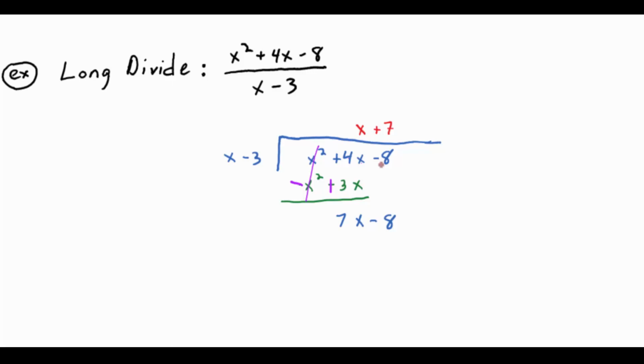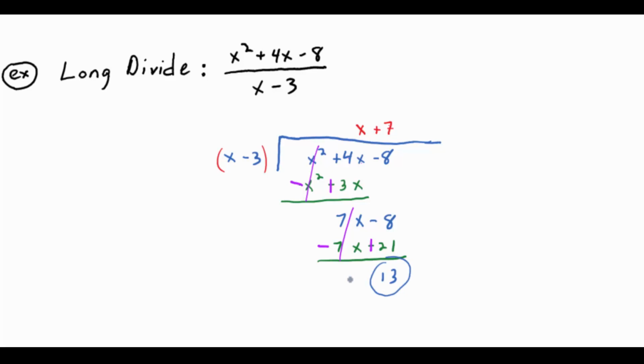And then, again, you started the process all over, so you're going to distribute the 7 to the quantity x minus 3. So what do you get when you distribute 7 to the quantity x minus 3? 7x minus 21. And then what do you have to remember to do? Change the signs and add. You're really subtracting that entire bottom quantity, right? Okay, so what do you get? These cancel, and then you get 13, 21 minus 8. There's nothing left to bring down, right? So this is the remainder.